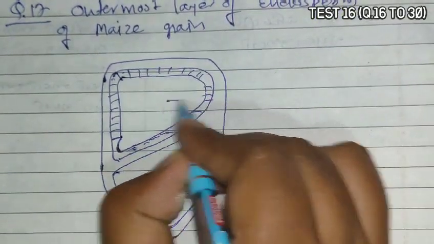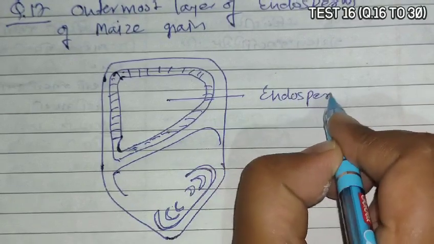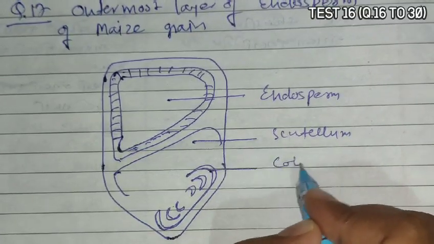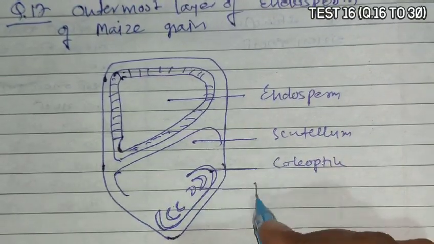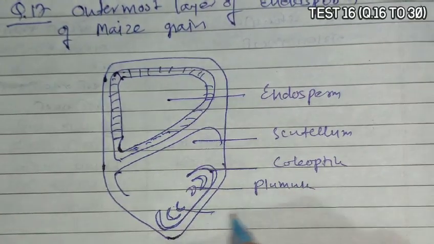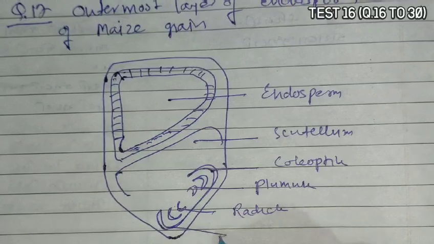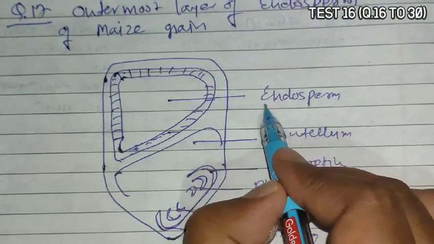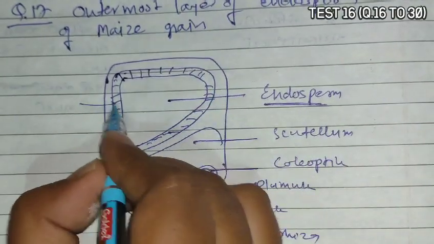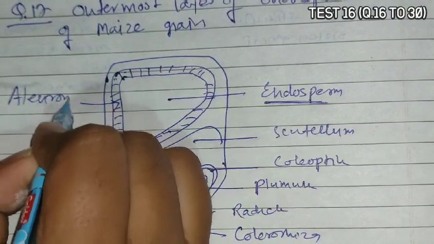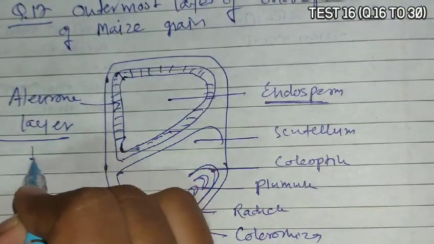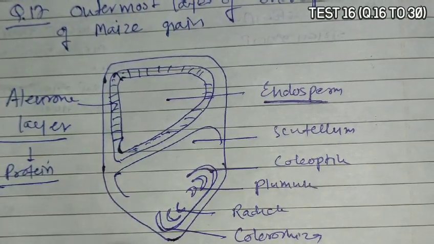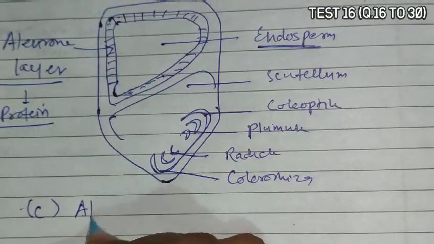Now in this, this is endosperm, this is scutellum, this is coleoptile, this represents plumule, this represents radicle, and this is coleorhiza. Now here the question is about the outermost layer of endosperm. So this is the outermost layer of endosperm, and this is known as aleurone layer, and this aleurone layer is made up of protein, so it is known as proteinaceous aleurone layer. So according to this, option C becomes the correct answer, that is aleurone.